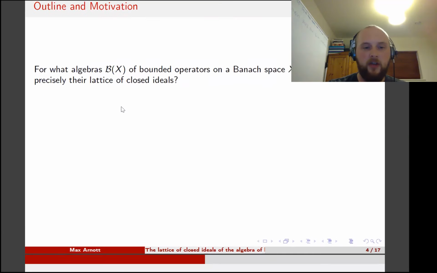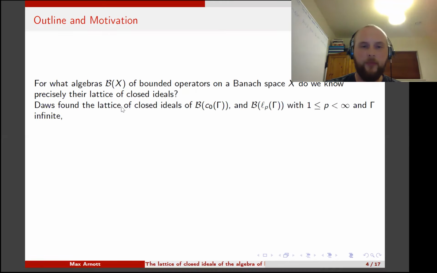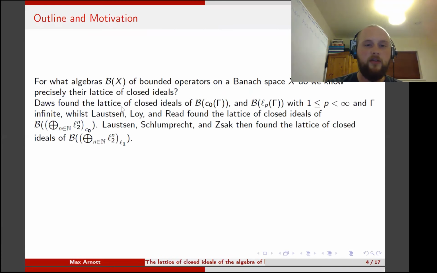So now we give the outline and motivation of the talk. It's all about classifying the lattice of closed ideals of a space of bounded operators. Matt Daws found the lattice of closed ideals on B of C0 of gamma and B of L^p of gamma. So that's for p between 1 and infinity, but not including infinity, and gamma infinite. Laustsen, Loy, and Read found the lattice of closed ideals of B of the C0 sum of the L2 spaces.